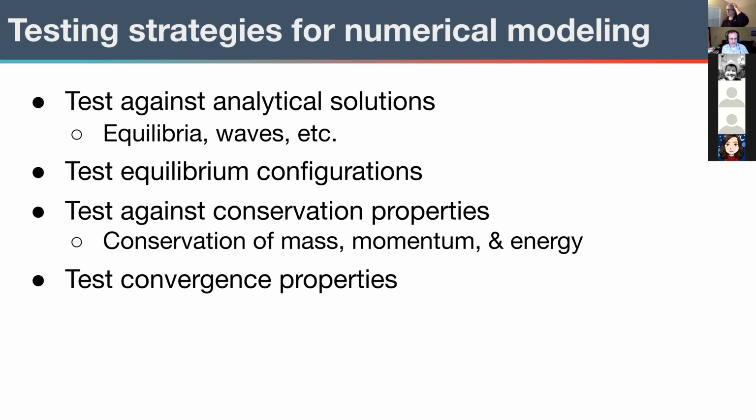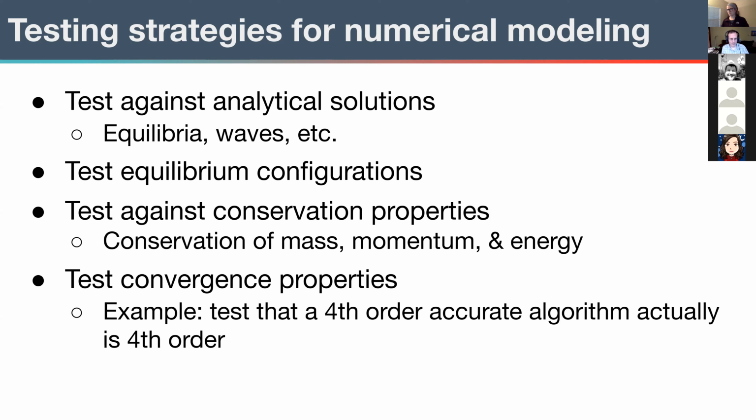We should also test convergence properties. If you have an algorithm that is supposed to be fourth order accurate in space, then we should make sure that it actually is fourth order accurate. So we test properties that are expected. You can do that by decreasing the spatial resolution by a factor of 2 a couple of times to make sure that the error drops to the fourth power. And then we also want to test limiting cases.